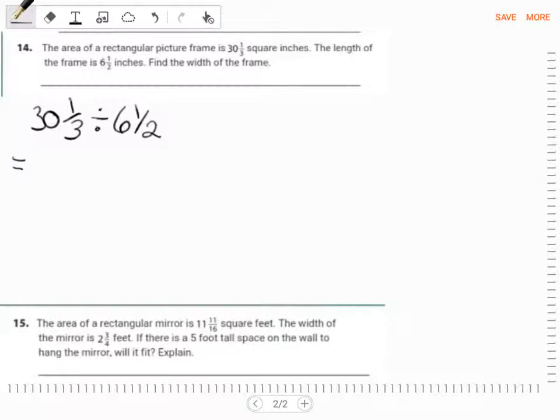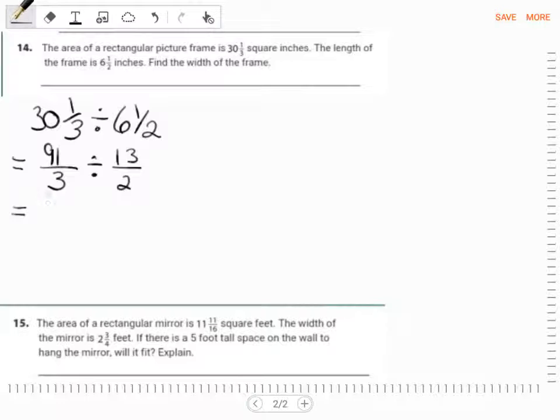Okay, the steps are the same. First thing we want to do is change these mixed numbers into improper fractions. So 3 times 30 is going to give us 90, plus 1 gives you 91 over 3. This is going to be divided by 6 times 2 gives you 12, plus 1 gives you 13, and this is all over 2.